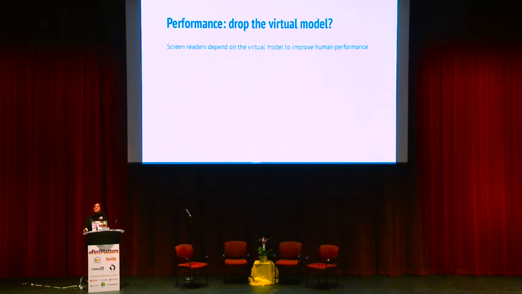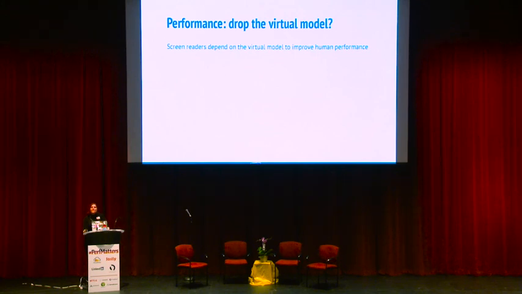So what can we do about this? One suggestion is that we drop the virtual model entirely. In the days when websites, web pages were pretty static, we didn't really do much to them after they loaded apart from submit forms, the virtual model was pretty usable. As I say, it enabled a lot of interesting ways of navigating and it made human performance a lot better.